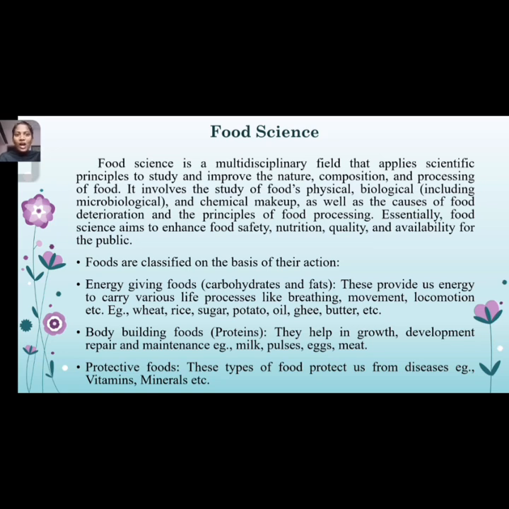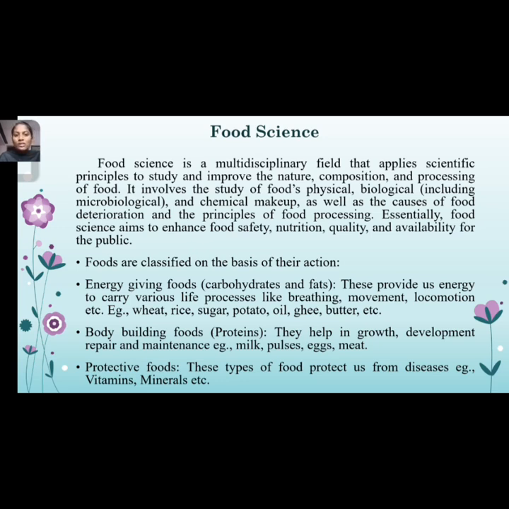So let us see how foods are classified on the basis of their action. There are three types. The first one is energy giving foods, like carbohydrates and fats, which are the major source of energy in our body. For example, wheat, rice, sugar, potato, oil, ghee, butter, etc. These provide the energy for processes like breathing, movement, locomotion, etc.